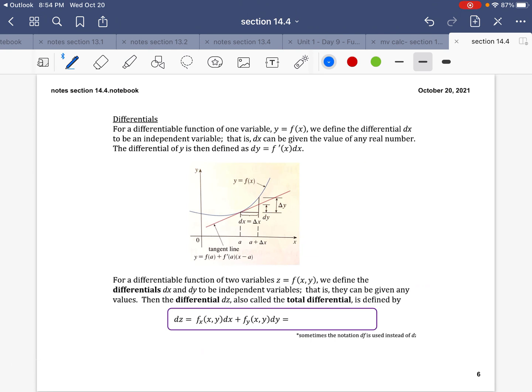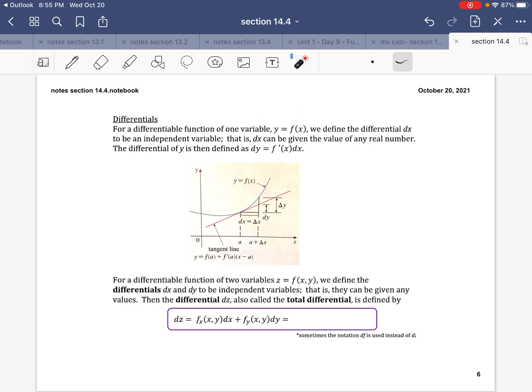All right. So differentials. I don't know if you remember, you did differentials last year. You might not remember, but if you just look at what we have here, then you'll be fine. So differentials, some things here. For a differentiable function, you define the differential dx to be an independent variable. dx can be given the value of any real number. The differential of y is then defined as dy equals f prime of x dx. All right, so they were doing like the derivative of that right there.